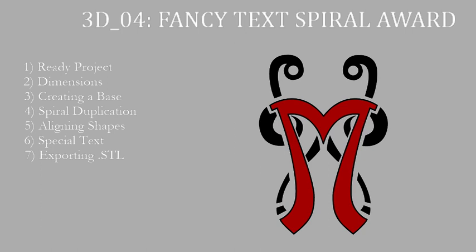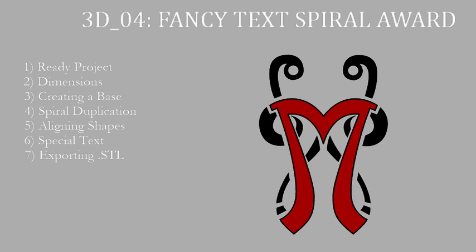Today's project is 3D04, our Fancy Tech Spiral Award. You're going to be creating an award that you're going to give to somebody else. It's going to have some nice fancy text on it, and you're going to use some type of spiral duplication to create a circle of objects. That's the general idea for this project.